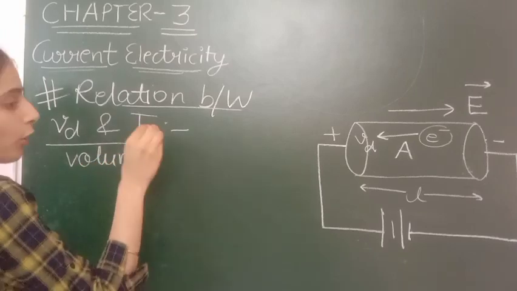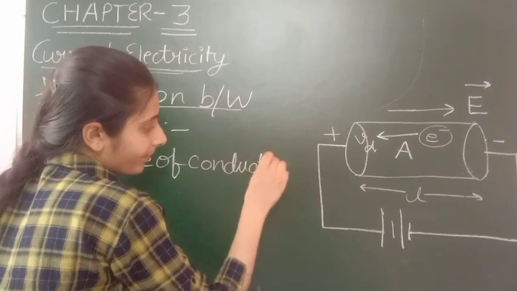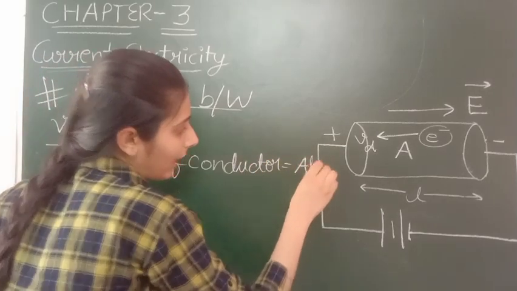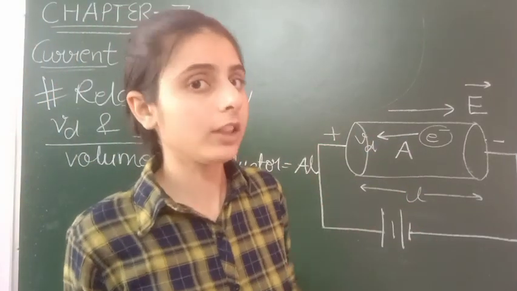As I told you that the conductor is having length L and area A, so now we can easily define what is the volume of the conductor. So the volume of the conductor is area into length, that is A is the area of the conductor and L is the length of the conductor.